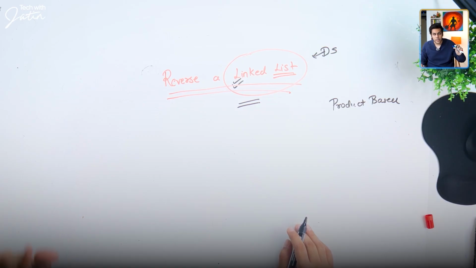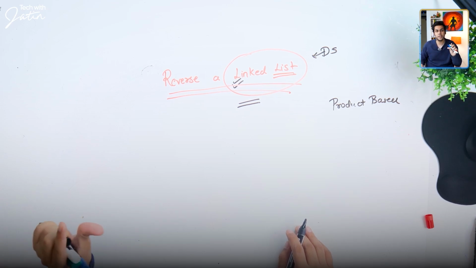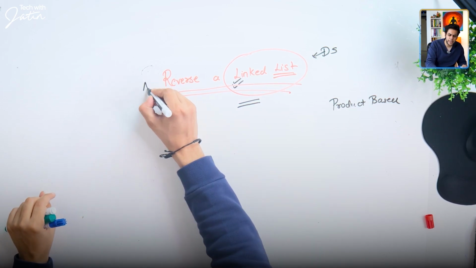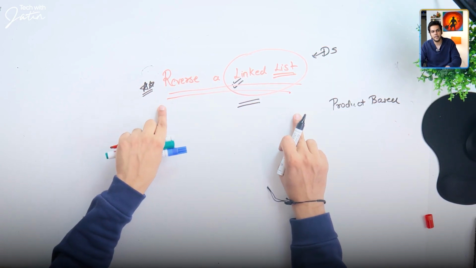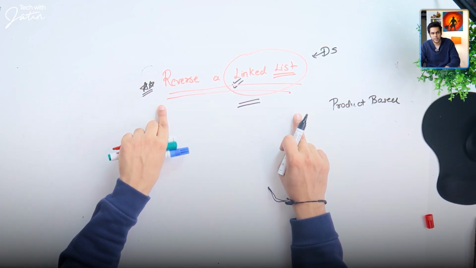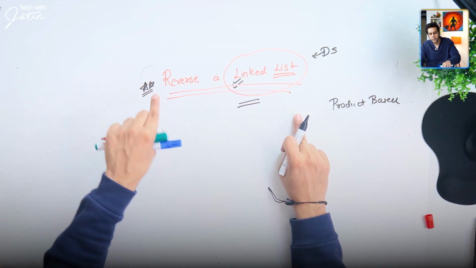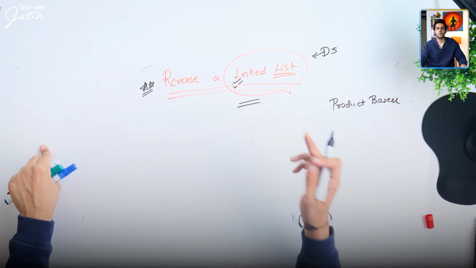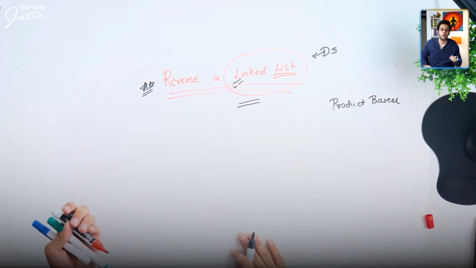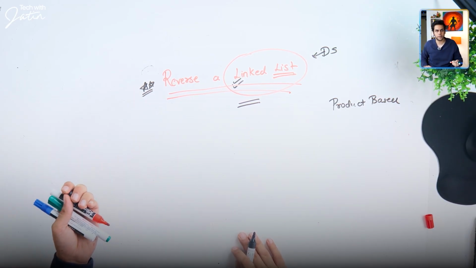Once we are confident on the working of a linked list, how the data is stored, how the traversal happens, then I'm pretty sure you will be able to understand the reversal of a linked list. Is this part clear to everyone? So even though I want to discuss this particular problem, I'm going to take a longer route so that we can have a very strong foundation on our data structures.